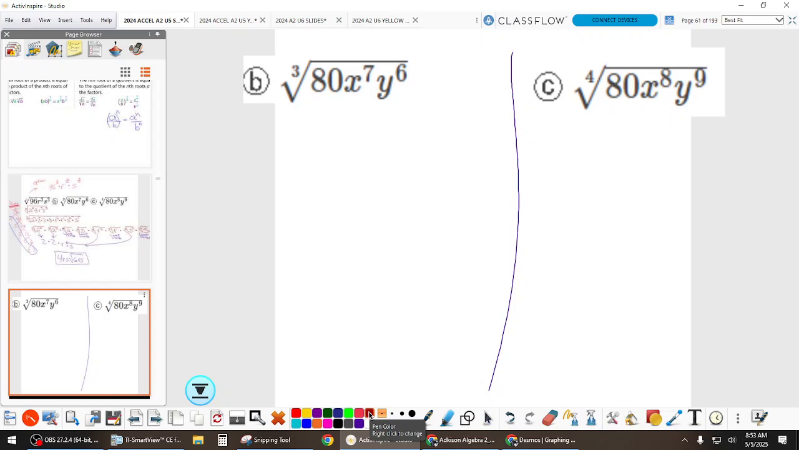Wait, why is it b and c? Oh, never mind. We just did. So we can pull out 2 groups of a trio for y. With that on the outside it becomes 2y. You can go back to the original one, because it's y and y.